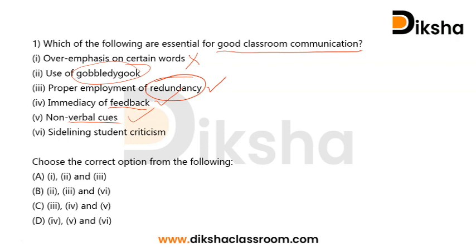Gobbledygook is the use of language that is meaningless or which is made unintelligible by the excessive use of technical terms. So if a text uses excessive technical words in order to make it meaningless or confusing, that is what gobbledygook is. Is this a good indicator of good classroom communication?